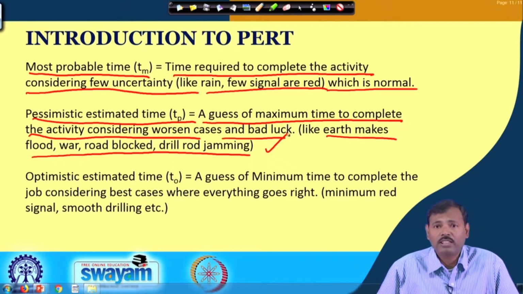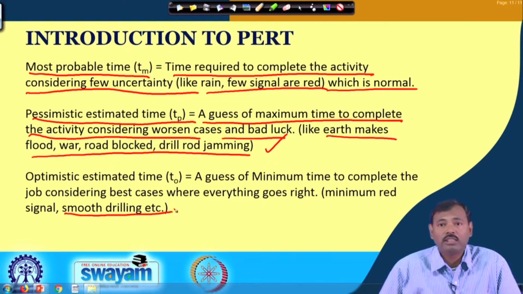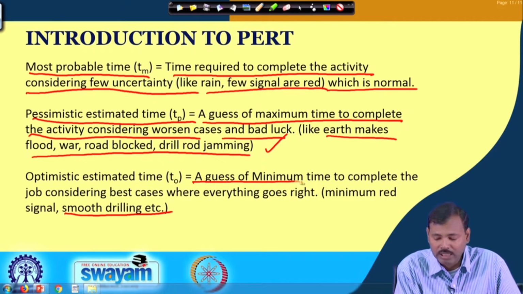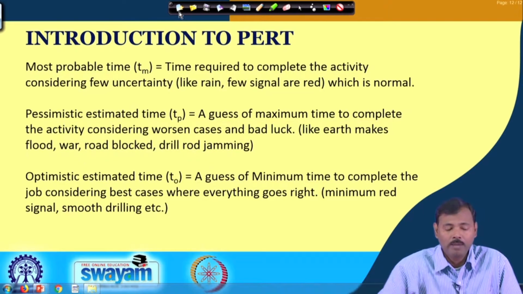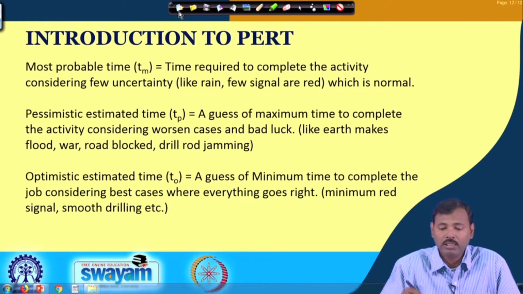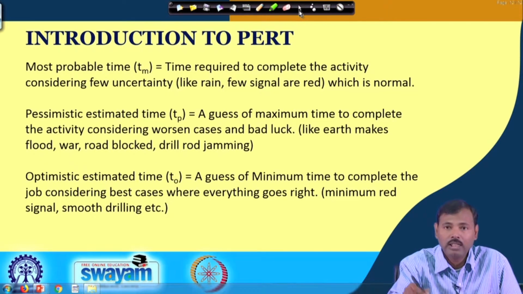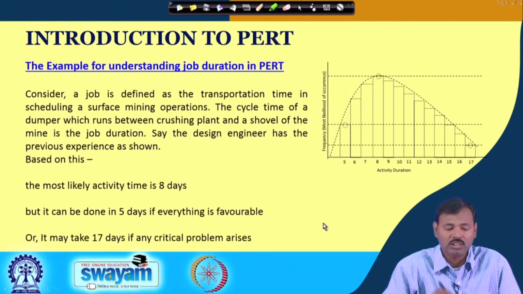And optimistic, if the strata is very good, you find it very easy, smooth drilling is carried out and it takes very little time. So, optimistic is another guess, of the minimum time to complete the job, considering the best cases we have experienced or imagined to be possible. So, basically these are 3 times we consider for each and every activity, considering their uncertainty: optimistic, pessimistic and most likely times.